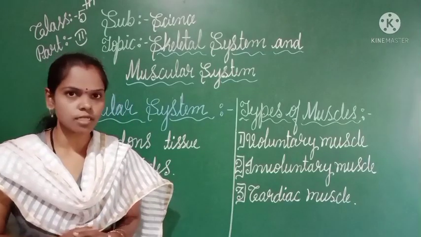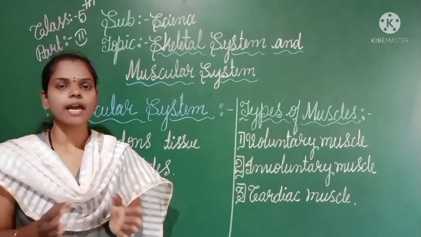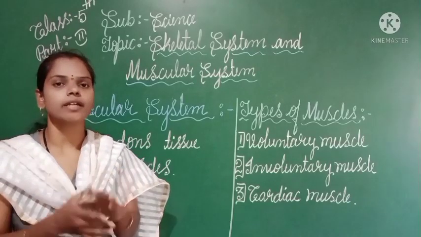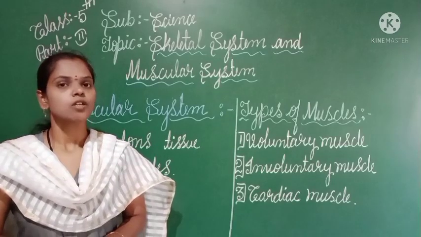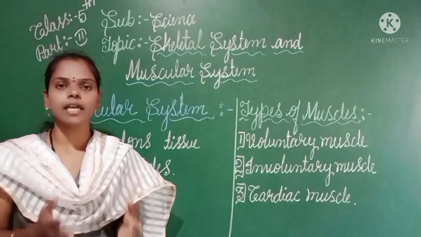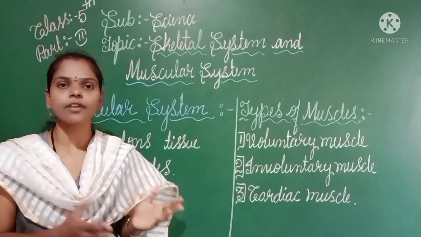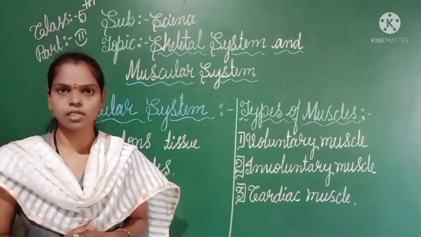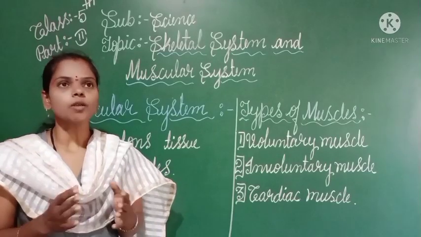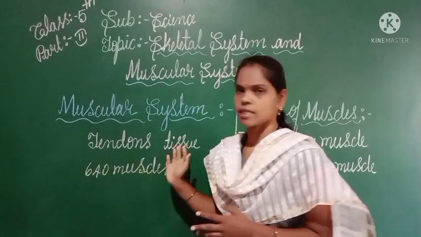The muscular system is totally made up of muscles. As you all know, the muscles are attached to the bone. Because of this attachment, muscles can produce different movements in our body, in different directions. The human body is made up of 640 muscles.